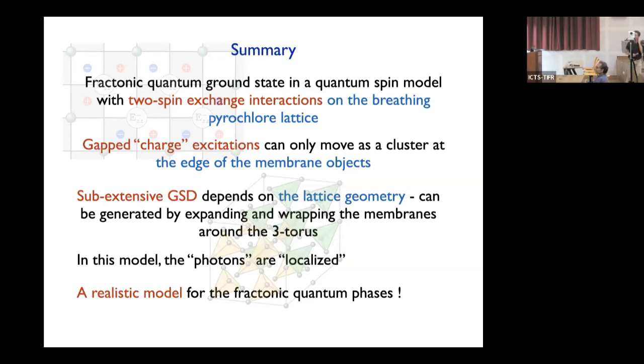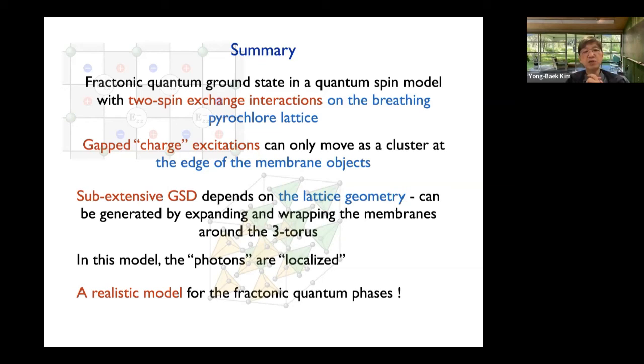So okay, the point is that we constructed a realistic two-spin exchange Hamiltonian on this breathing pyrochlore, and we showed that there are all these gapped charge excitations that can only arise as a cluster. And then we found that just like other fractal models, the ground state degeneracy depends on the lattice geometry. So in a way, this is a realistic model for a fractal quantum phase.